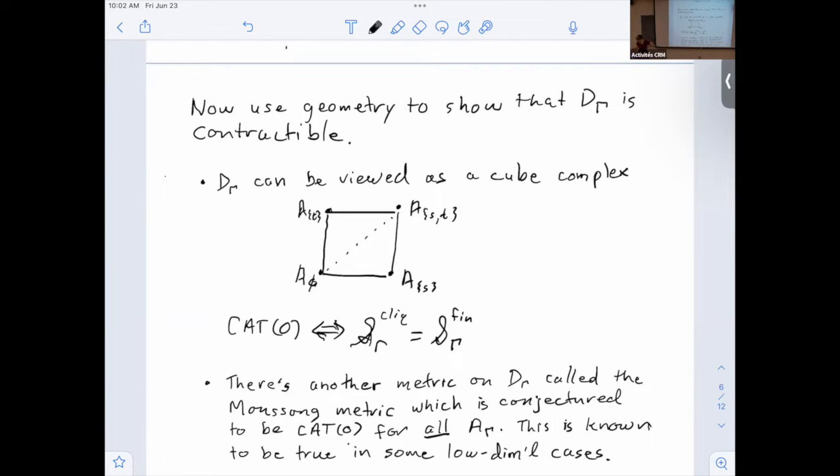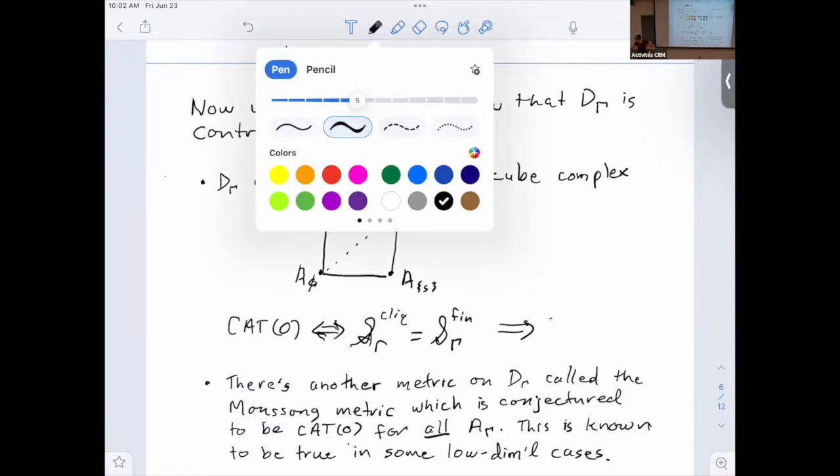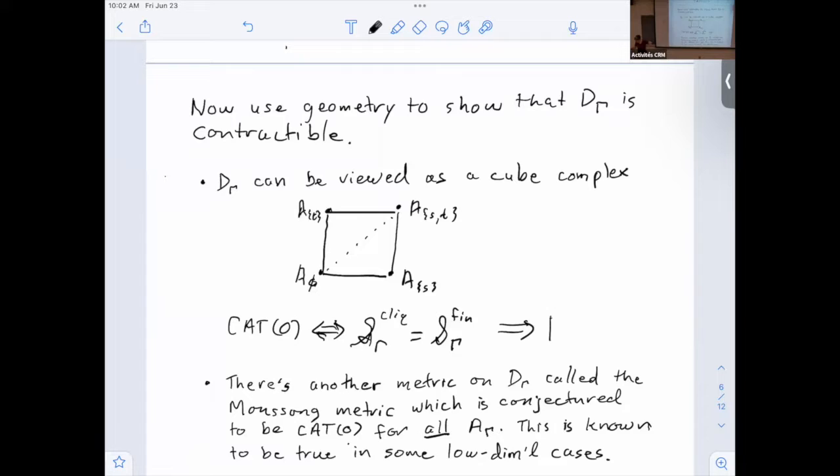It's straightforward. You just check that CAT(0) is this, and in this case, we then conclude that d gamma, oops, not script, I'm using script for something else, we then conclude that d gamma is contractible. It's CAT(0), and therefore it's contractible.